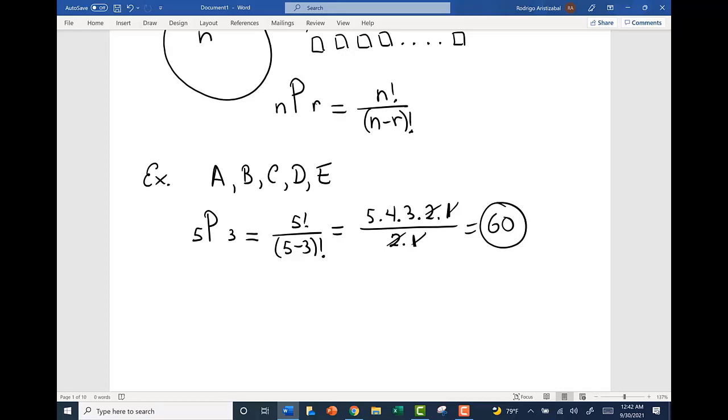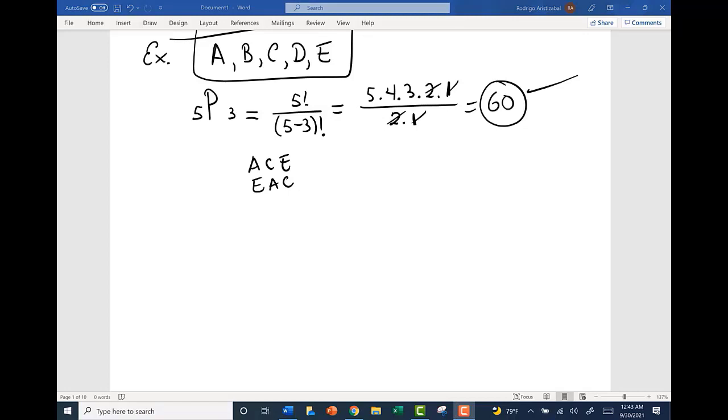For example, one permutation could be A, C, E. Another permutation could be the same 3 letters but in this order, E, A, C. That is a different permutation. But we can obtain 60 different arrangements of 3 letters from these 5 letters when order matters. This formula was obtained from the fundamental counting rule.